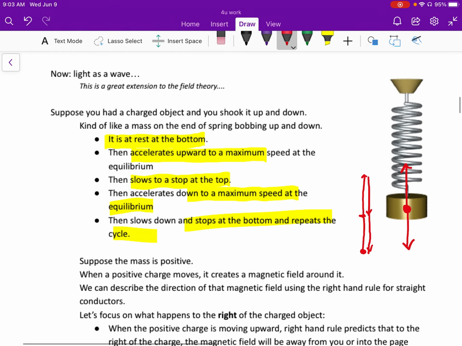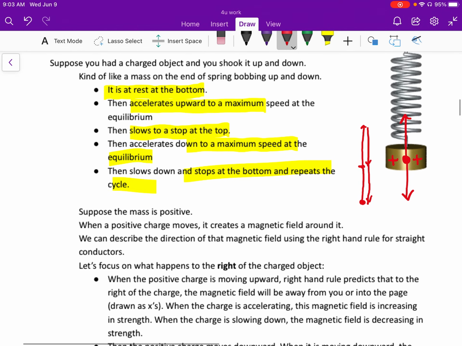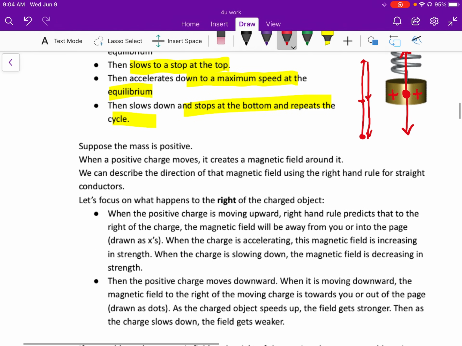Okay, now here's the cool part. What if instead of a mass on a spring, or maybe it is a mass on a spring, we somehow make it positive? So kind of like rubbing a balloon on our hair or something, we rub this mass on something and we take away a bunch of its electrons so it becomes positively charged.